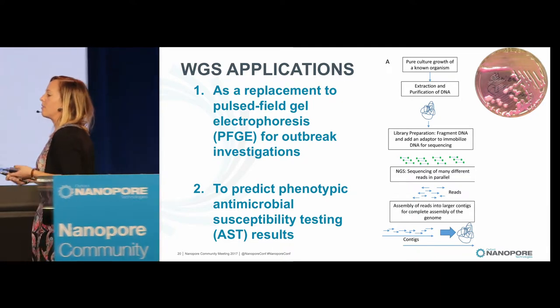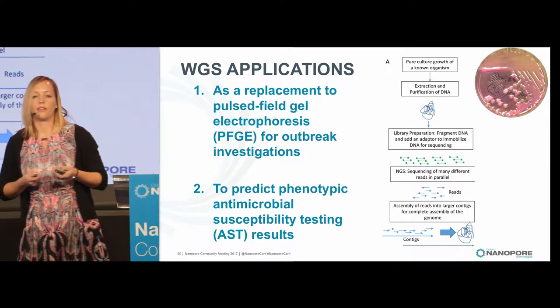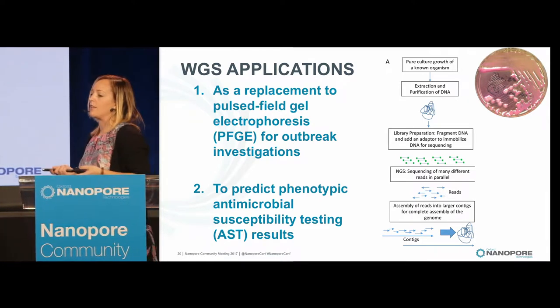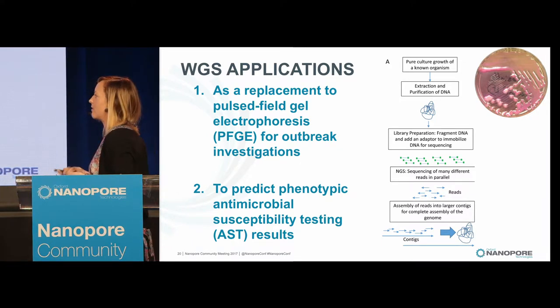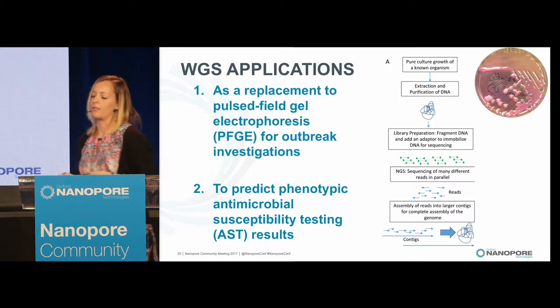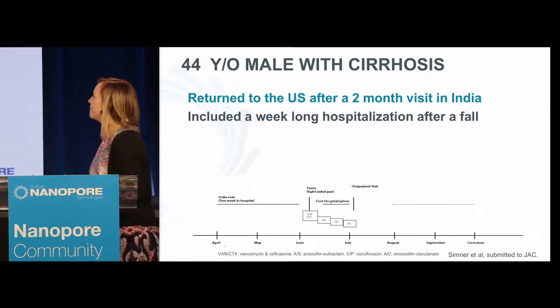To show how we've applied this for carbapenem-resistant organisms, I'm going to go over two different cases. One is the use of whole genome sequencing as a replacement to pulse field gel electrophoresis for outbreak investigation, or for a cool clinical case, which we'll discuss. And the second is to predict phenotypic antimicrobial susceptibility testing results, detecting resistance genes.